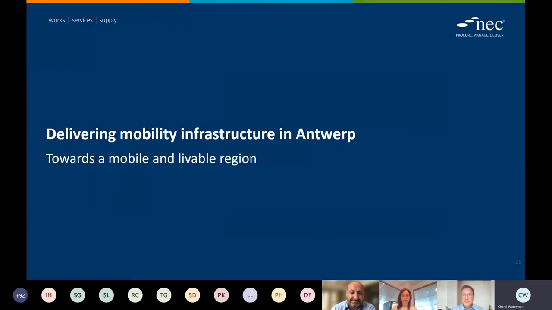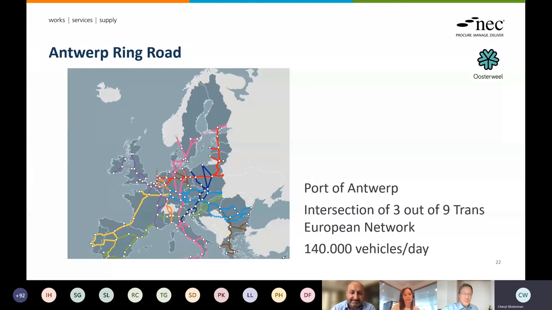So the first part: we're going to have a mobility infrastructure project in the Antwerp city that is going to have a huge impact. And we're going to try to have both mobility and livability going hand in hand. Here there is the Antwerp Ring Road, which is quite in the middle of the Trans-European network. There are 3 out of 9 of the Trans-European network corridors passing by Antwerp. There's the port of Antwerp, which is a main economic junction for Belgium, for Flanders, but also for the west of Europe. And we have up to 140,000 vehicles and even more passing by on the Ring of Antwerp.